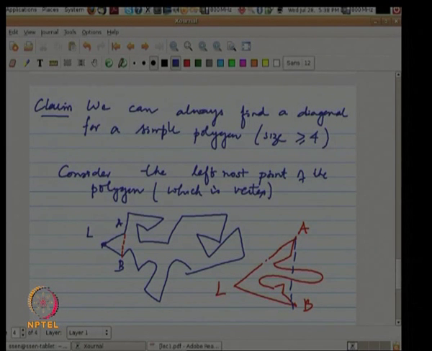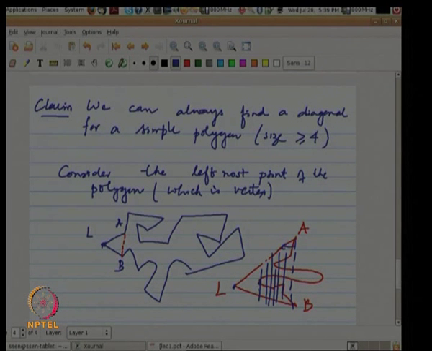So, you move this, and at some point you are beyond which, if you move, it will completely lie in the interior of the polygon. Clearly, if it is very close to L, it has to be completely interior to the polygon. So, there must be some last point that it touched, and that has to be a vertex.